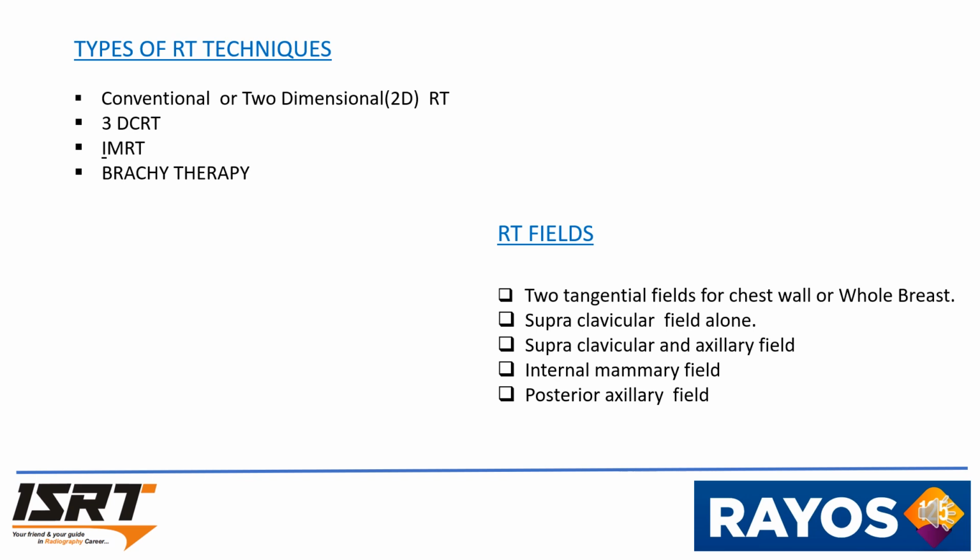Types of RT techniques. Various types of RT techniques are there: conventional or two-dimensional radiotherapy, 2D RT, three-dimensional conformal radiotherapy, that is 3D CRT, intensity modulated radiotherapy, IMRT, or brachytherapy. Then RT fields for a breast patient: two tangential fields for whole breast and chest wall, supraclavicular field alone, sometimes supraclavicular and axillary field, internal mammary field, posterior axillary field.